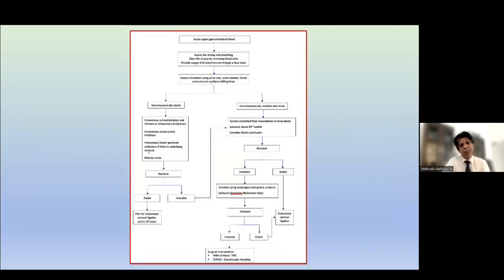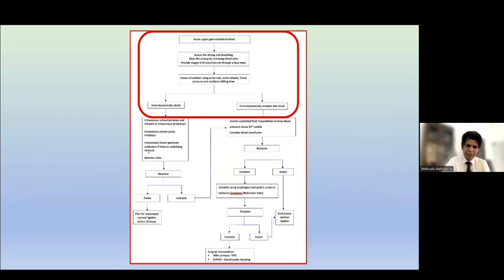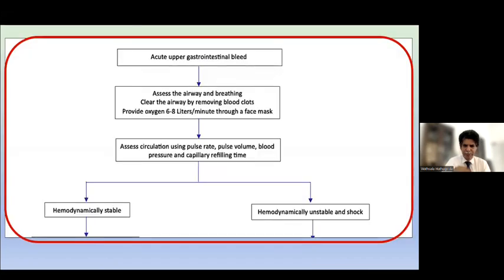So I know you can't see this. This is the management plan for basically portal hypertension, which Vatsala, myself, and Meran created a few days ago. So the first part, we'll take that part first. And here we go. We'll have our upper gastrointestinal bleed.